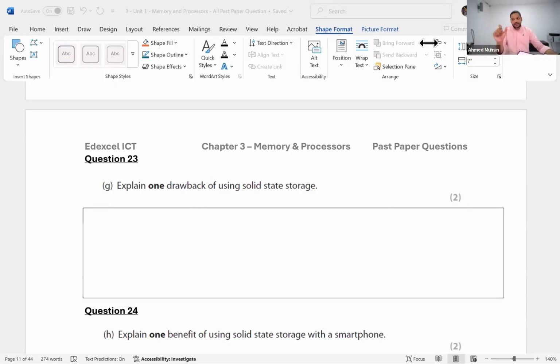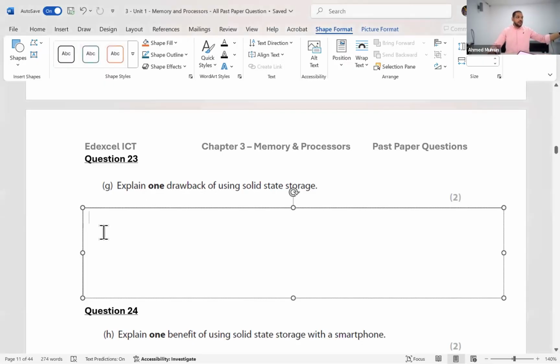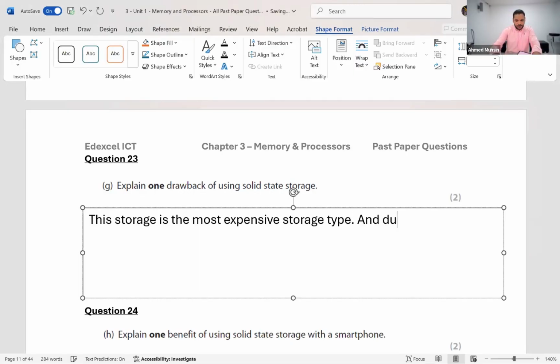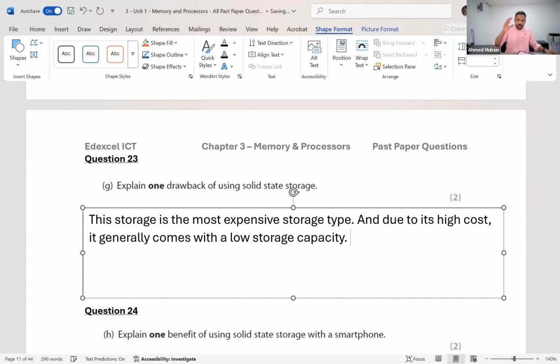Okay. Solid state storage is like the hard disk size, but slimmer and thinner. Everybody, guys, girls, it is the cost, right? SSD is the most expensive. You can say this storage is the most expensive storage type. And due to its high cost, it generally comes with a low storage capacity. Because it's very expensive, to make it affordable for people, they reduce the storage capacity.